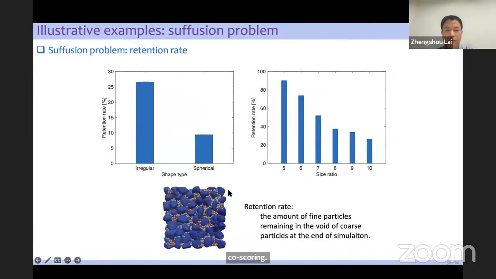So here is some quantitative analysis. We can see that for the case of spherical particles, the rotation rate is the amount of fine particles that remain in the voids of the coarse grains. So for the case of spherical particles, there will be fewer particles trapped in the grains. And with the increase of the fine grain sizes, the rotation rate decreases. That means if the fine particles are smaller, they have less chance to be trapped.